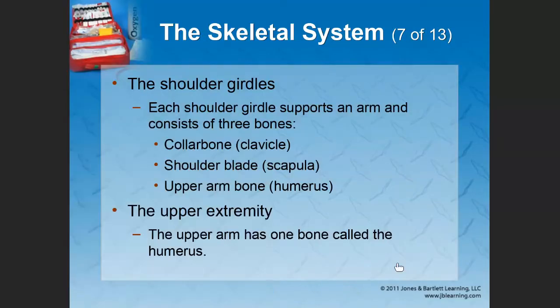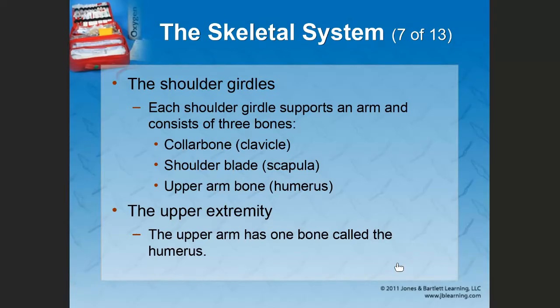All right, now the shoulder girdles. Each shoulder girdle supports an arm and consists of 3 bones. So you have the collarbone, which is the clavicle. You have the shoulder blade, which is posterior, that's the scapula. And you have the upper arm bone, which is the humerus, sometimes referred to as a funny bone.